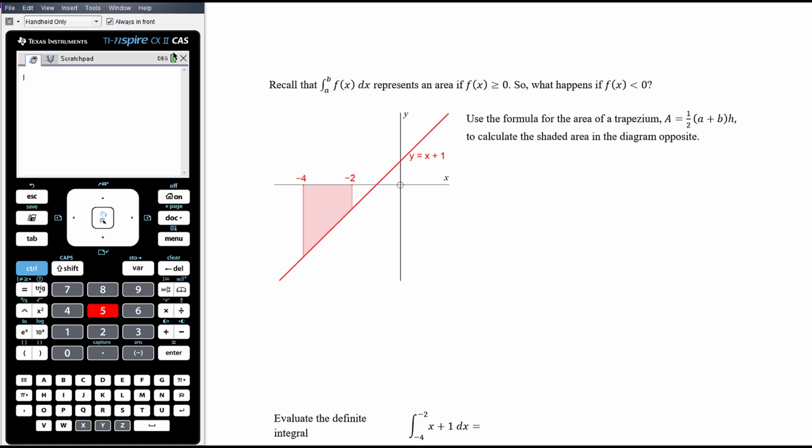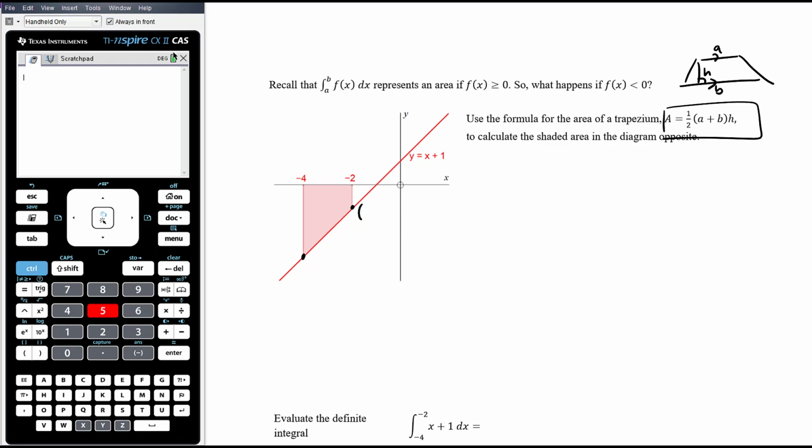So formula for the area of a trapezium. So remember, it's area equals half times a plus b times h, and again remember that's where a and b are the parallel side lengths, and h is the perpendicular height. So in this case, h is this distance, and a and b are the vertical distances. So we're going to need to work out the coordinates of these points, so we can work out the vertical distances. So the rule is x plus 1.